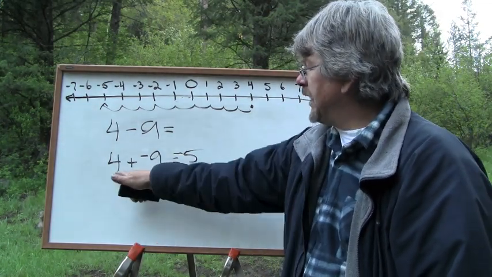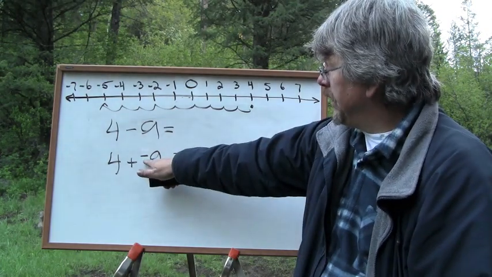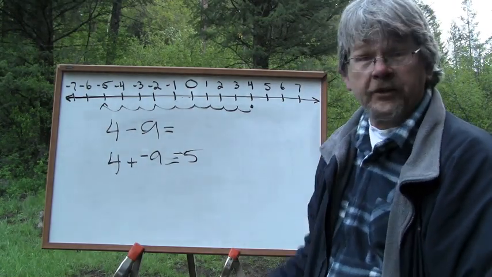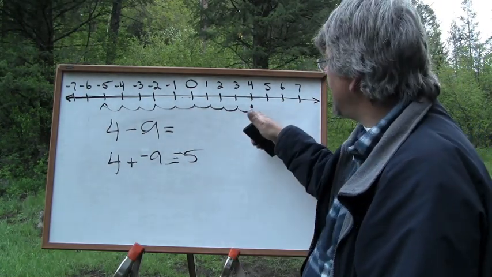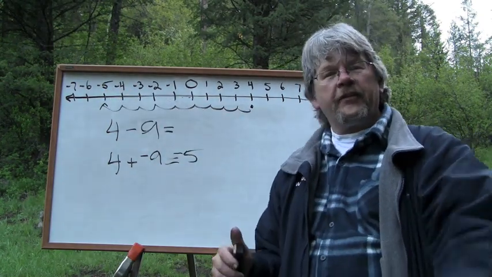The difference between 9 and 4 is going to be 5. 9 has the bigger value and it has the negative, so we know the answer is going to be negative. When we see the proof of this with the number line, it makes perfect sense.